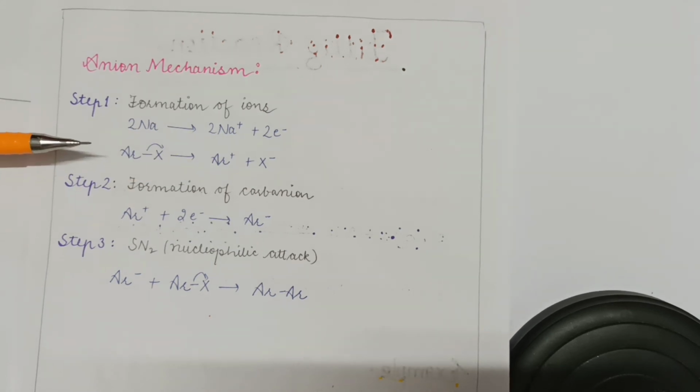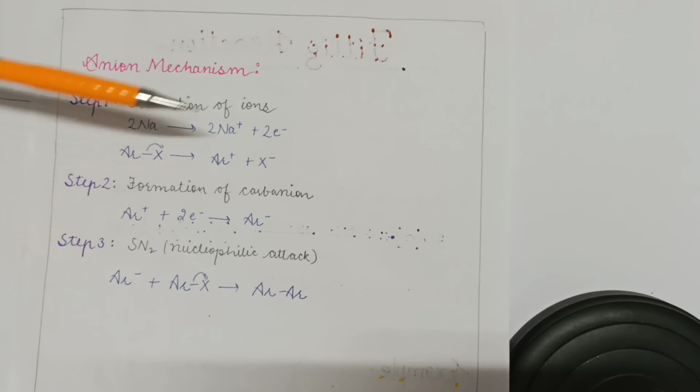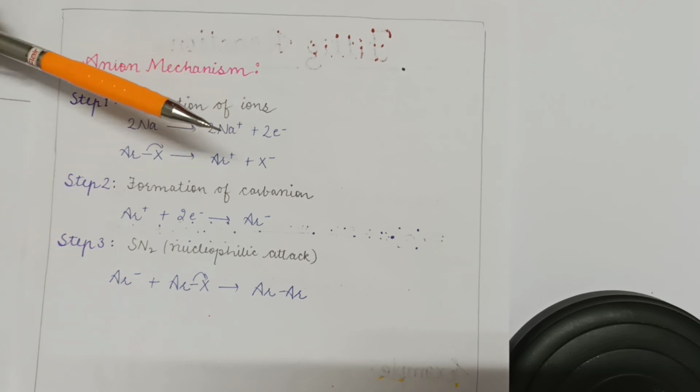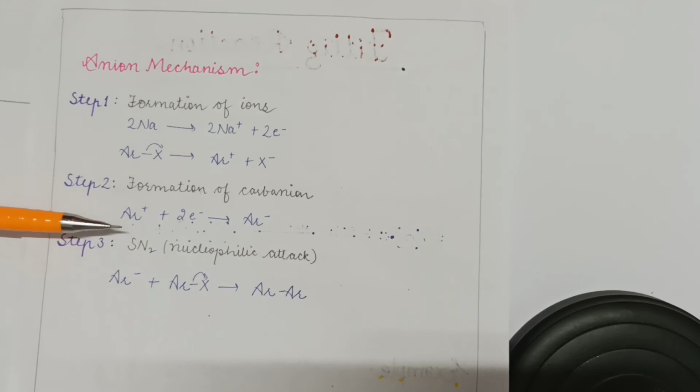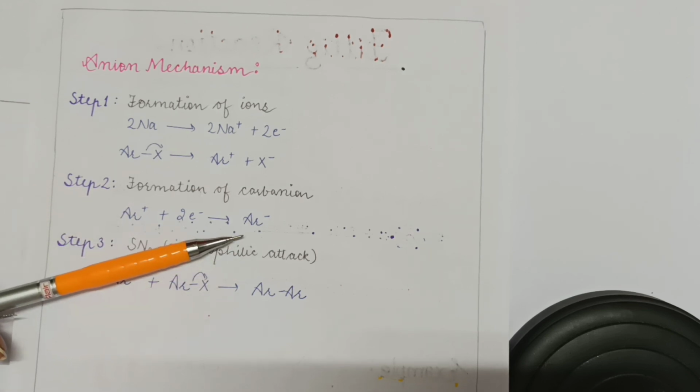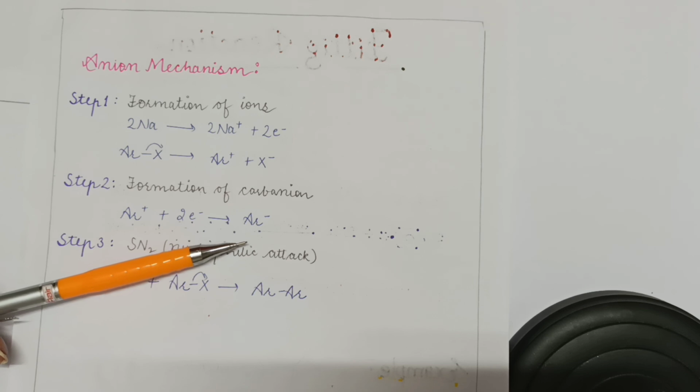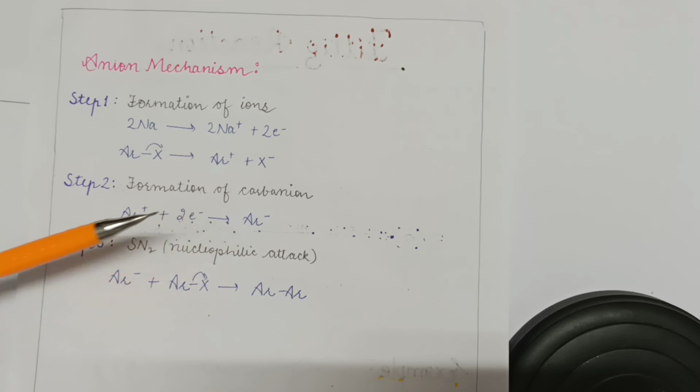This aryl cation is going to gain two electrons from the system, which were released by the sodium atom, right? So it is going to gain those and it is going to form a carbanion right here, as a result of gaining these electrons. Now in the final step, the nucleophilic attack, an SN2 like attack, is going to take place.